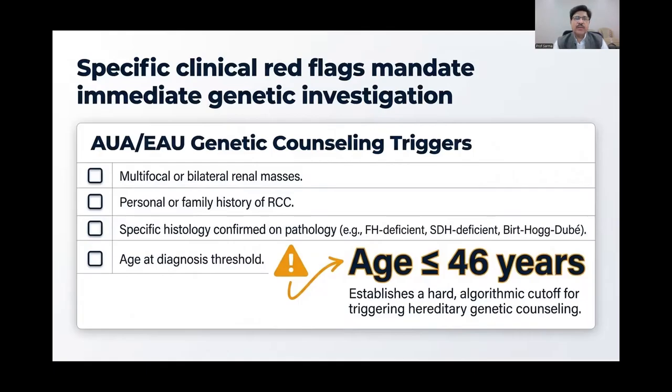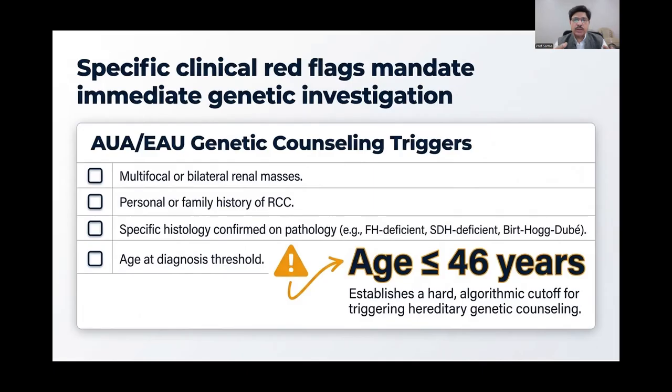Now what is the next one? Specific clinical red flags which mandate immediate genetic evaluation. When do I order a genetic test? First and foremost is age less than 46 years. That means in a young individual, if a renal tumor is coming, you have to evaluate the genetics. The second condition, multifocal. That means in one kidney more than 2-3 masses are there. Or bilateral renal masses, both kidneys affected. Or the patient has a family history or personal history of RCC. One family member had RCC.